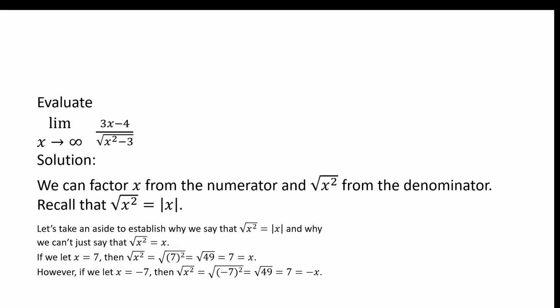If x is equal to 7, this is a bit of an aside, but if x is equal to 7, then the square root of x squared is x. But if x is negative 7, then the square root of x squared is negative x, in other words, positive 7. The square root of x squared will always be positive, but x itself isn't necessarily positive. So we have to say that the square root of x squared is the absolute value of x. That's a little bit of an aside.